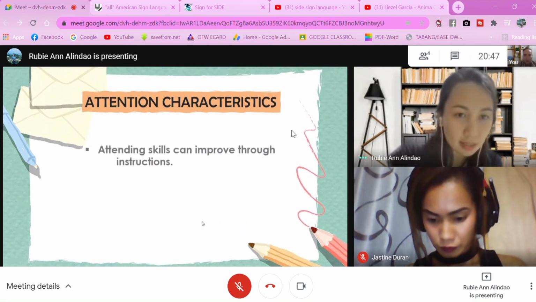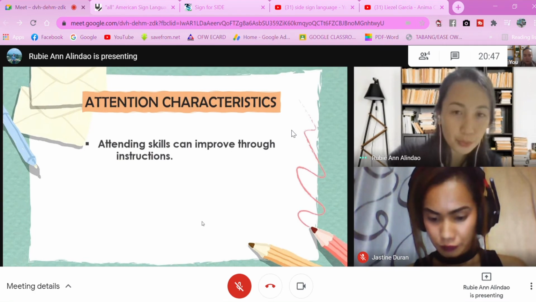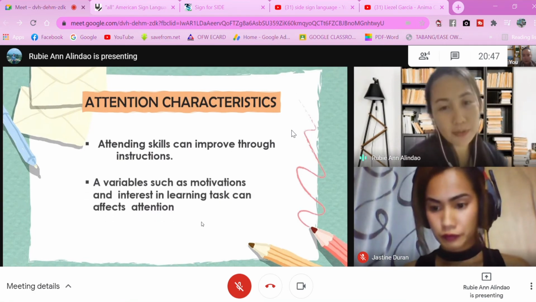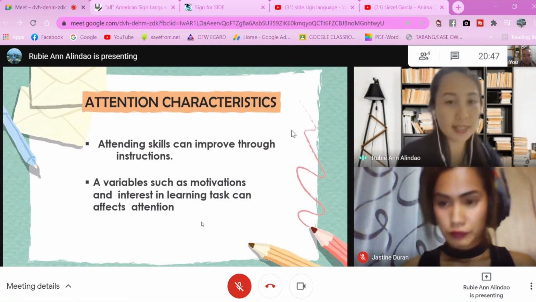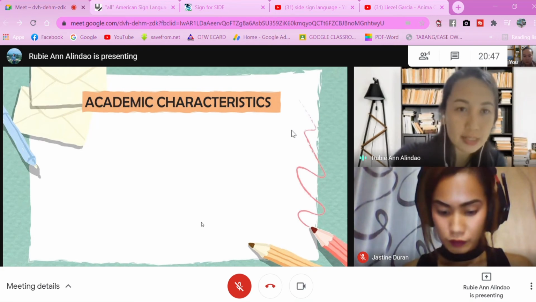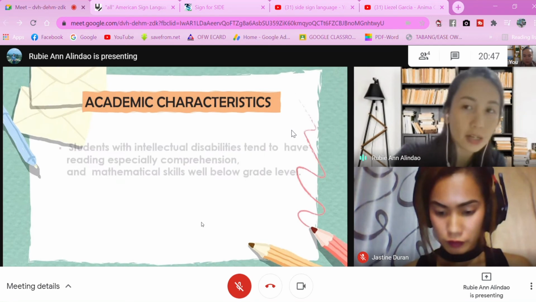Next, attending skills can improve through instruction. A variable such as motivation and interest in learning tasks can affect attention. So that is under the attention characteristics. Next is the academic characteristics.